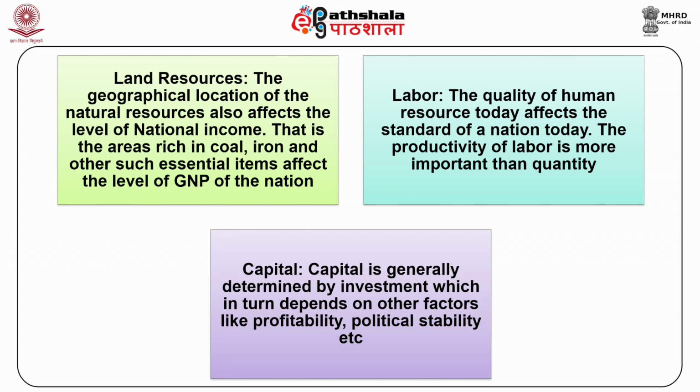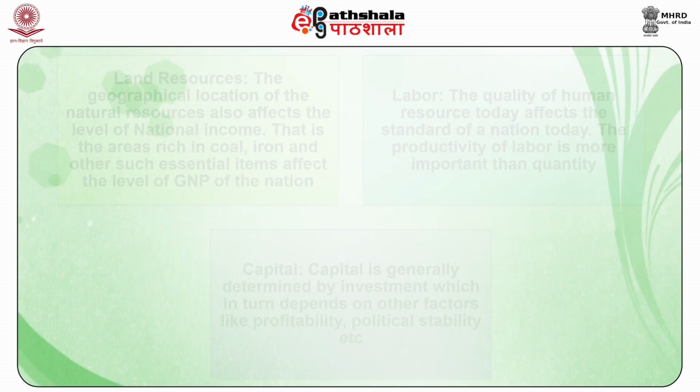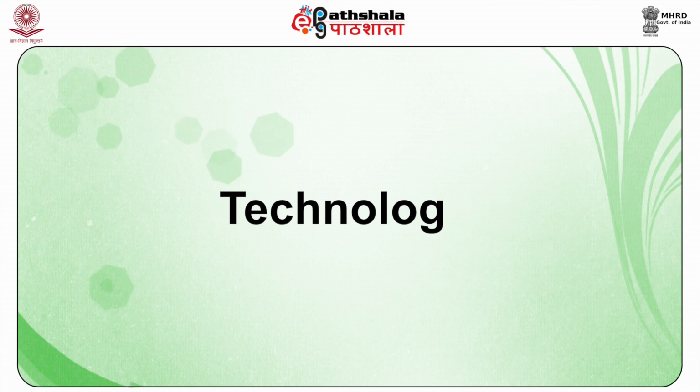Third, capital. Capital is generally determined by investment, which in turn depends on other factors like profitability, political stability, etc. Fourth is technology. In addition to natural resources and labour, the level of invention and innovation in production affects the productivity of the factors of production. Thus, the per capita output grows with the help of technology.